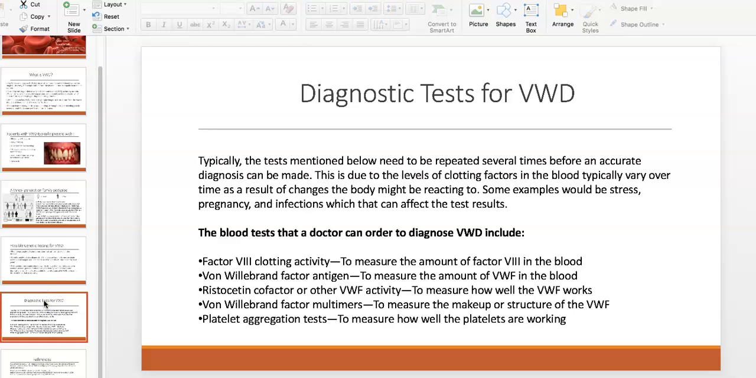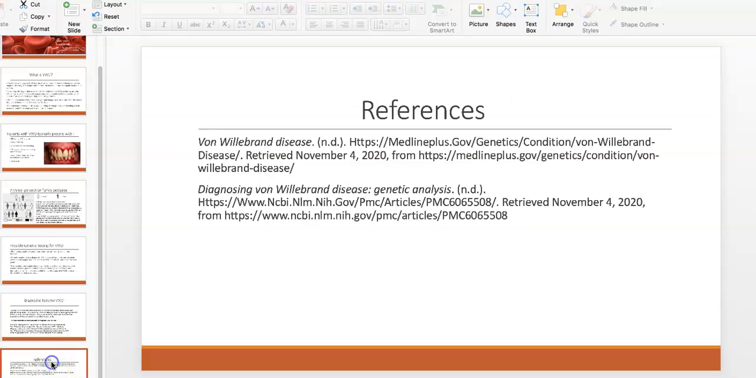Diagnostic tests for VWD include factor VIII clotting activity, Von Willebrand factor antigen, ristocetin cofactor, Von Willebrand factor multimers, and platelet aggregation test. And those would be blood tests that the doctor would order.